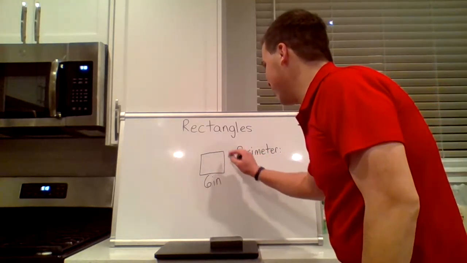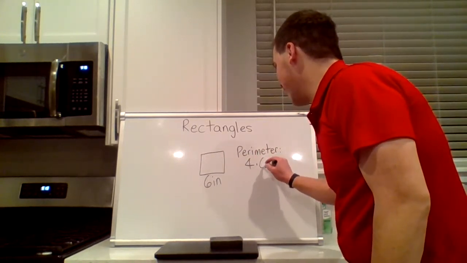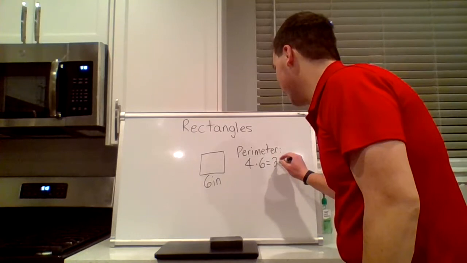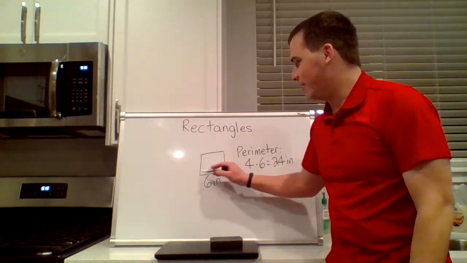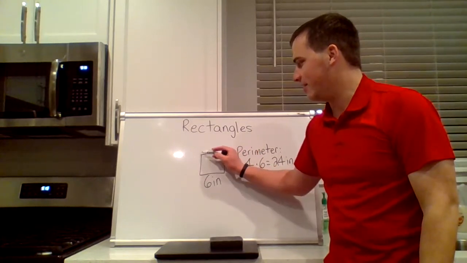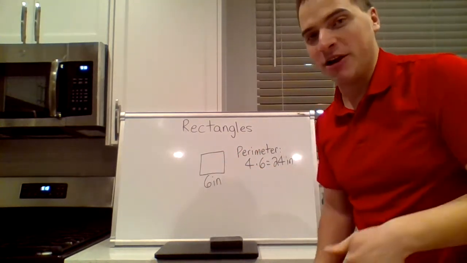Alright, there are 6 sides of this square. So we simply do 4 sides times 6 gives you 24 inches, because each side is 6 inches long. 6, 6, 6, 6. Notice 4 sixes is not 3, so it's not a mark of evil.